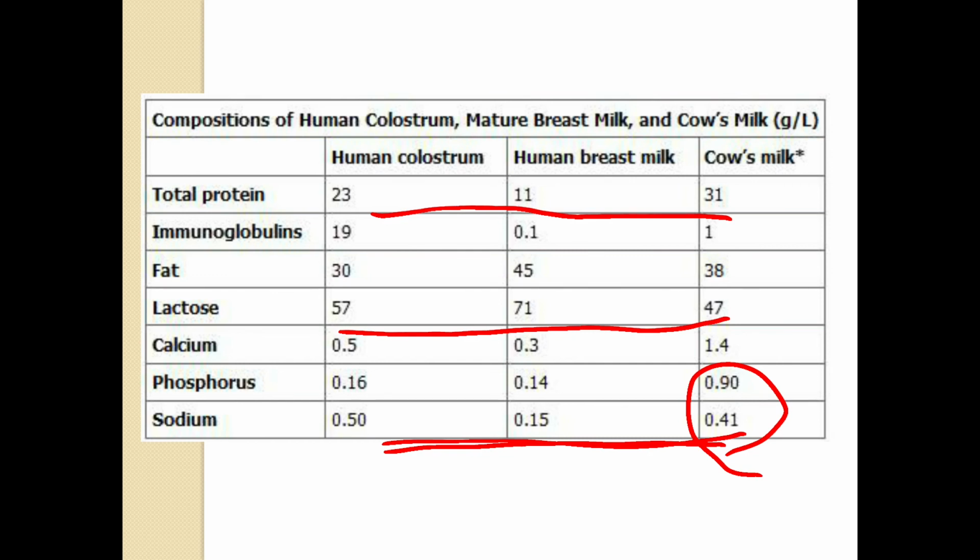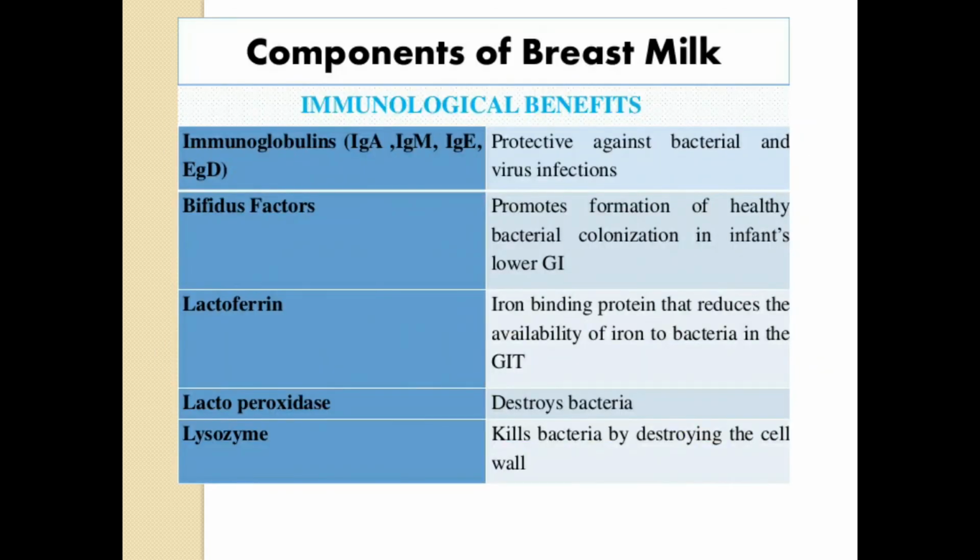And further, human milk has immunological benefits. So these are all the immunological benefits of breast milk. I told you the immunoglobulins present in human milk can be better absorbed by human infants. Immunoglobulins like IgA, IgM, IgE, IgD, especially IgA, protect against bacterial and viral infections.